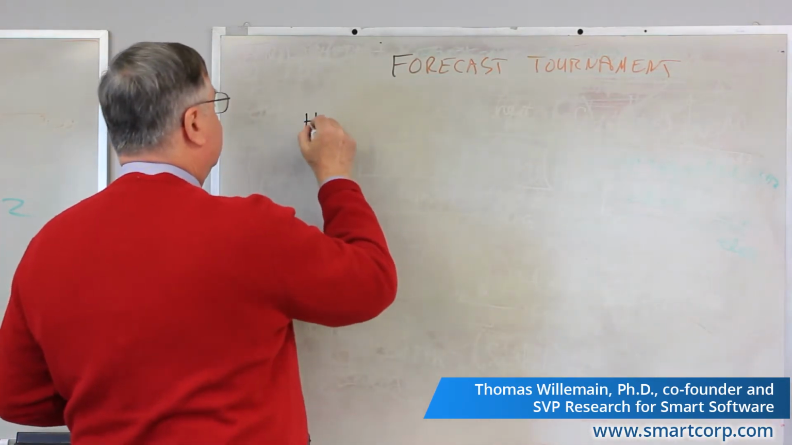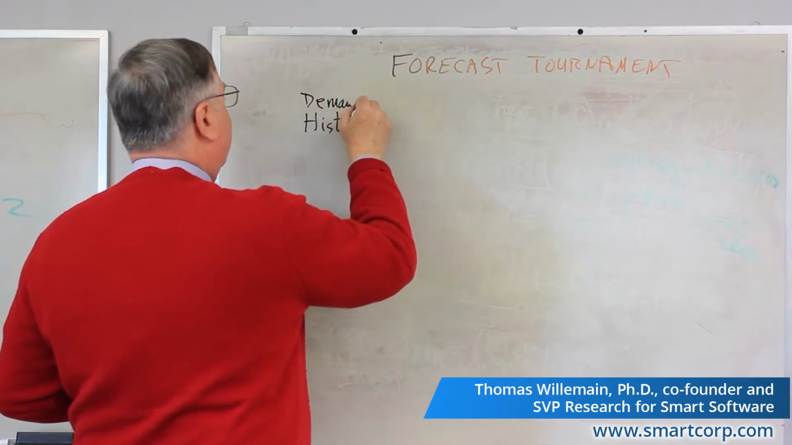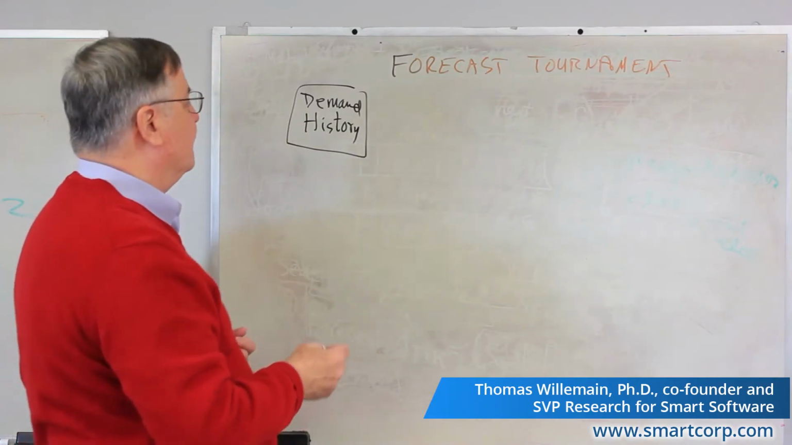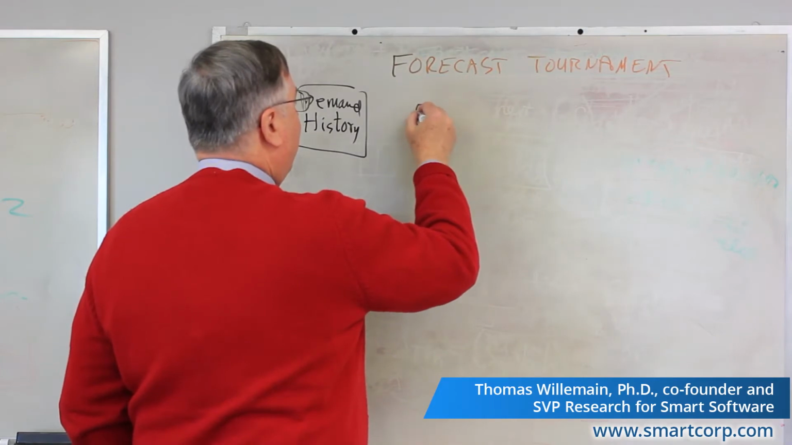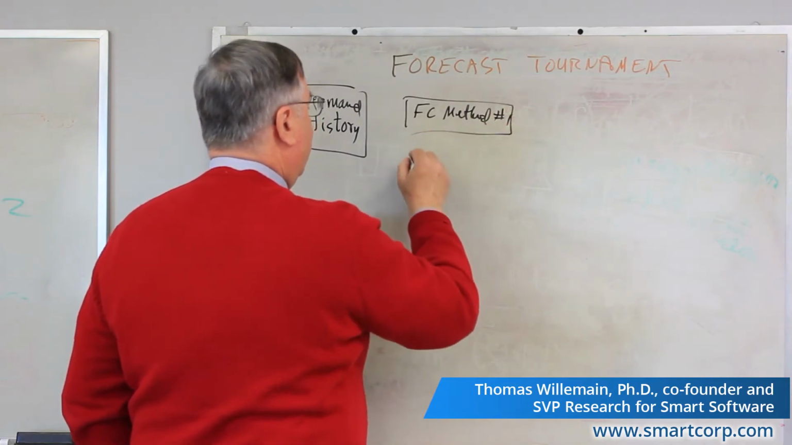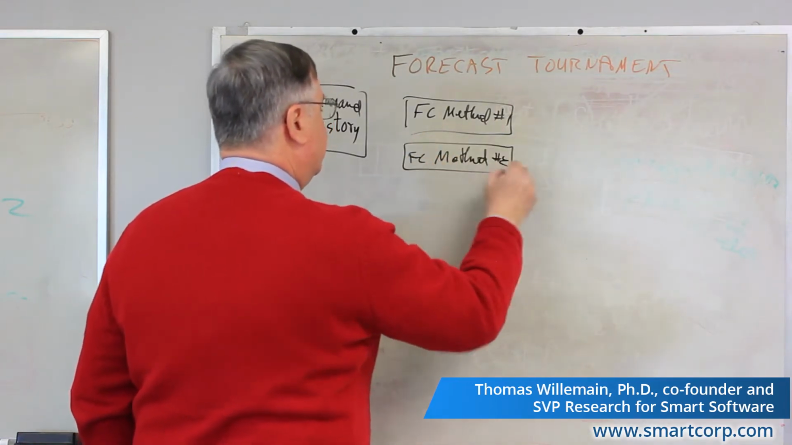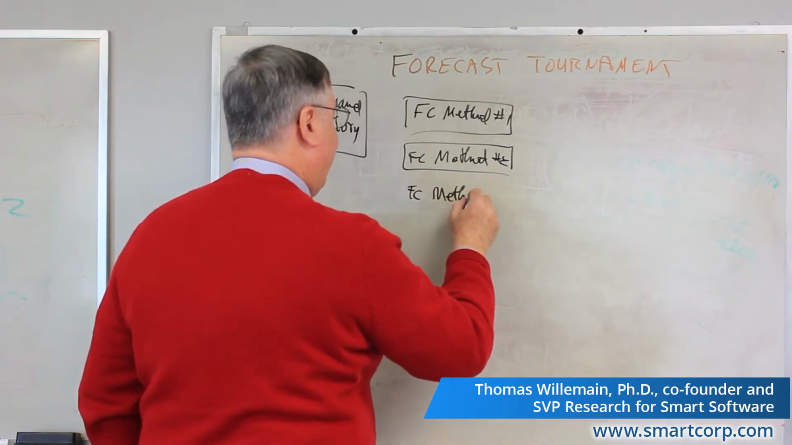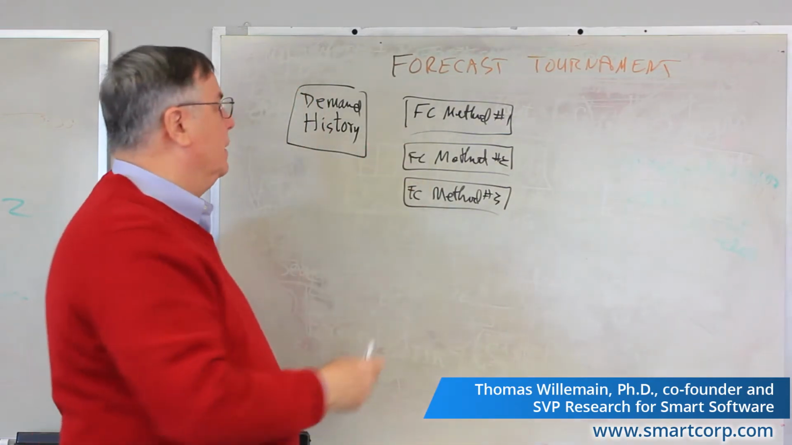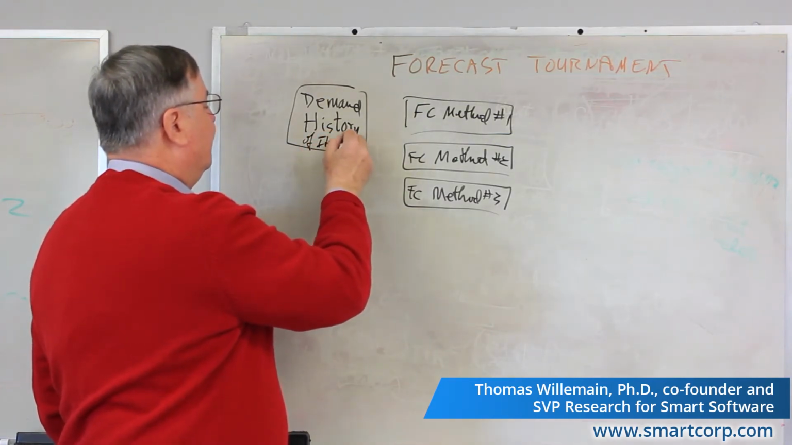So we'll imagine that you have, starting with the demand history of an item. So that's your empirical basis. This is the way the item has behaved over time. And then you have forecasting method number 1 and forecasting method number 2. And let's say there's 3. Forecasting method number 3. So those are all competitors to forecast a particular item. Demand history of item, let's say it's item number 7.